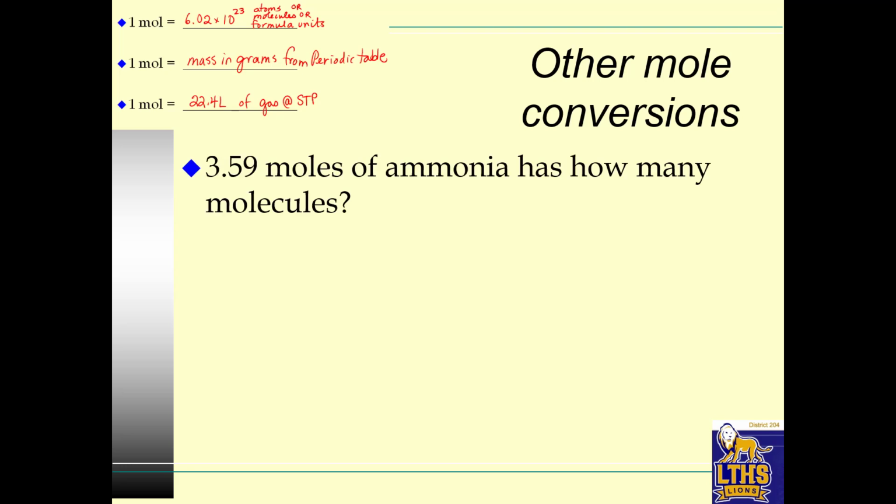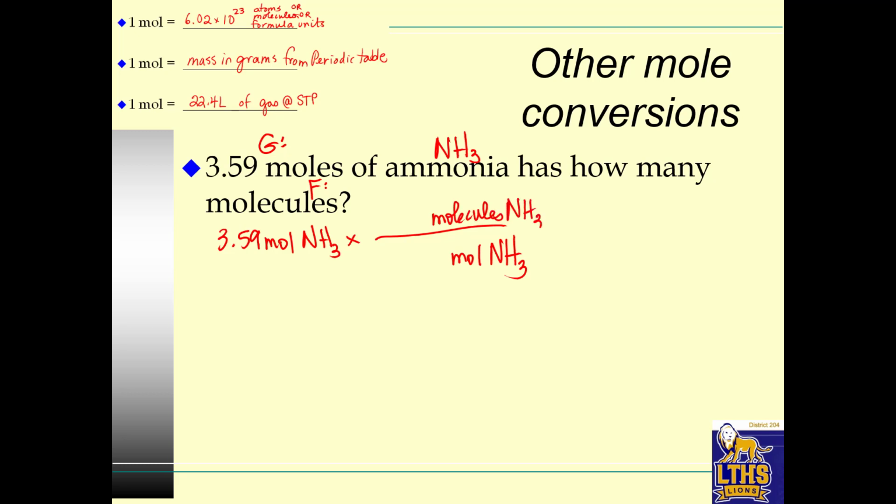If I had 3.59 moles of ammonia, I'm given that, I know that. How many molecules? Find molecules. There's a direct relationship between moles and molecules right there. So I can say 3.59 moles ammonia. Here I'm going to tell you NH3 is ammonia, but hopefully you get to know that one. So I know moles of ammonia can change into molecules of ammonia because the smallest piece of ammonia is a molecule.